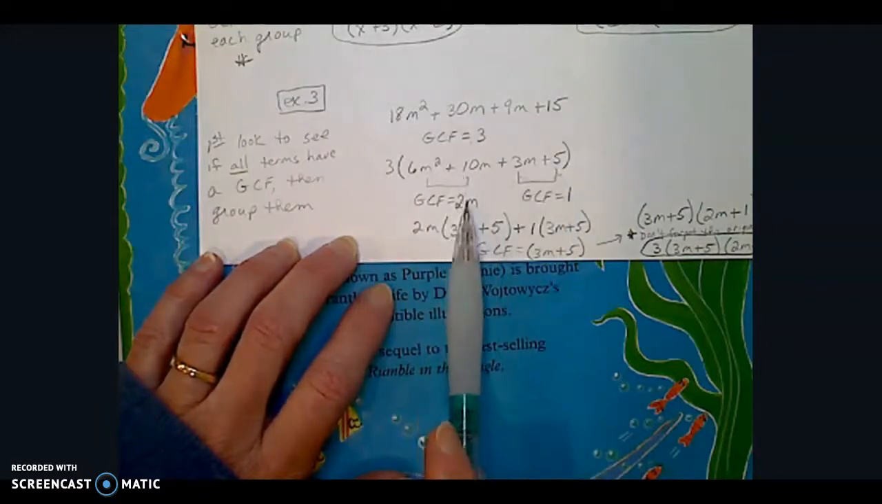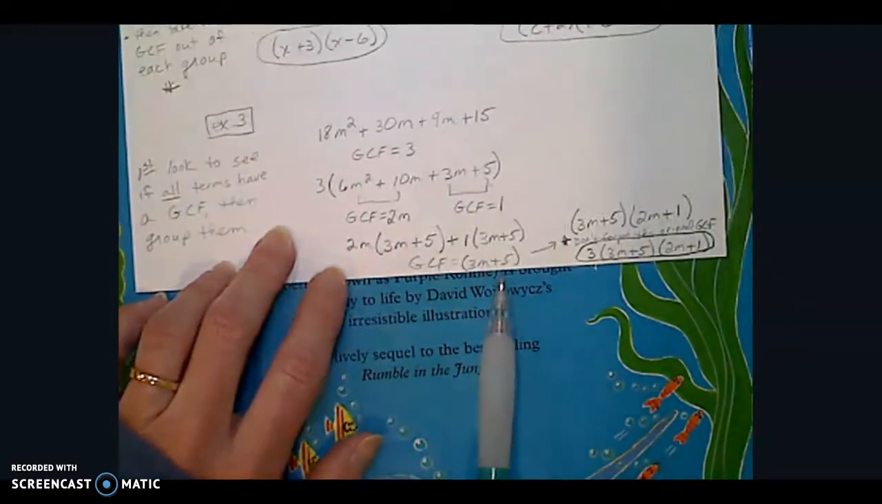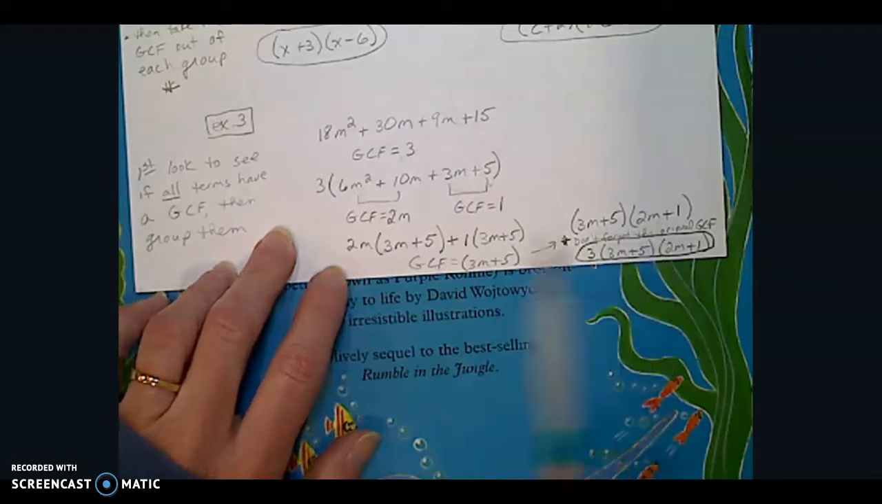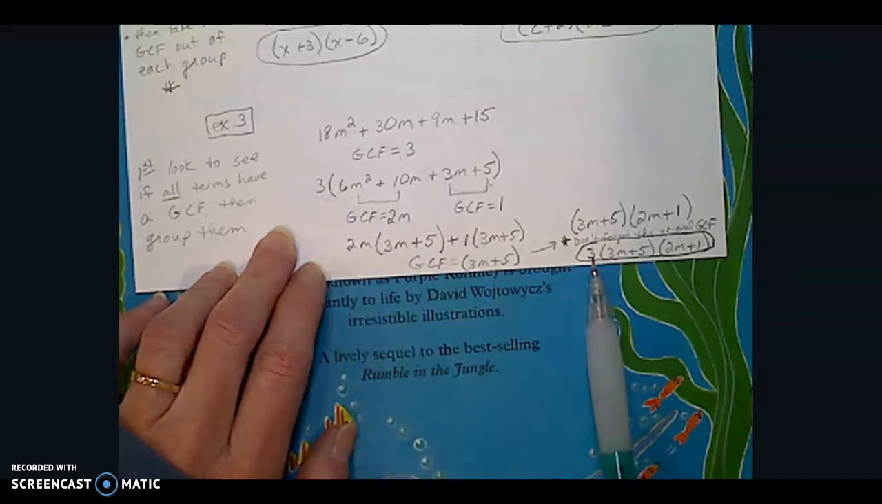I'm going to take the GCF out of each group, and then I'm going to see I have a parentheses, a quantity in common. I'm going to take that out. Here's what's left. And then we just have to make sure that 3 we took out at the beginning has to be written at the end in front. Okay, so you want to make sure you do that as well.